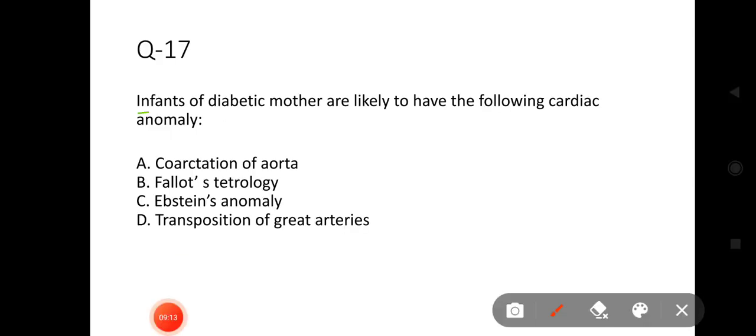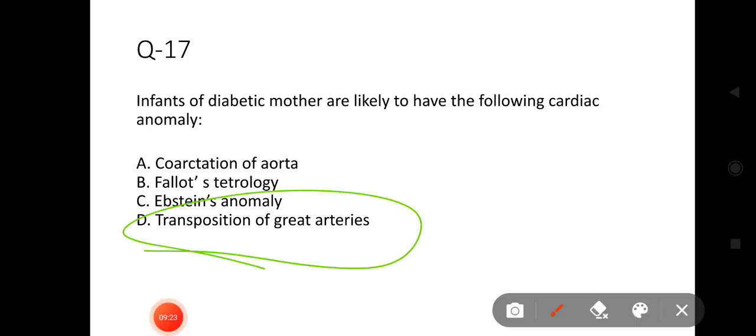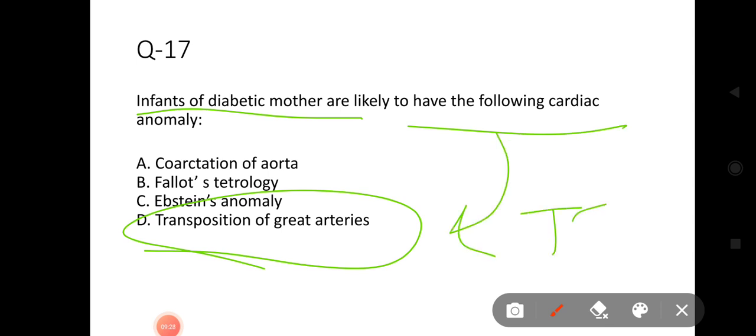Next is, infant of diabetic mother are likely to have which of the following cardiac anomalies? Coarctation of aorta, tetralogy of Fallot, Ebstein anomaly, transposition of great arteries. So the most common is transposition of great arteries among these. So infant of diabetic mother, and which cardiac anomaly? TGA is commonly seen.